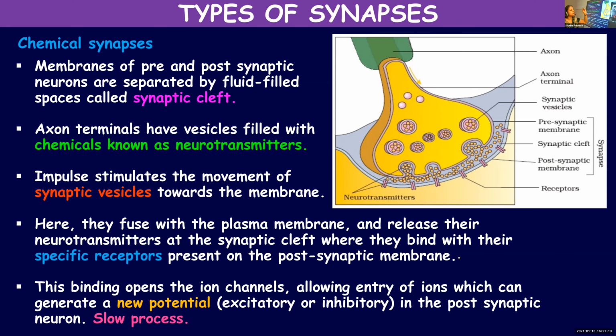What do these synaptic vesicles contain? Neurotransmitters. And once the impulse is reaching the axon terminal, what will happen to the synaptic vesicles? One of you tell me. What will happen? Hope you got my question.